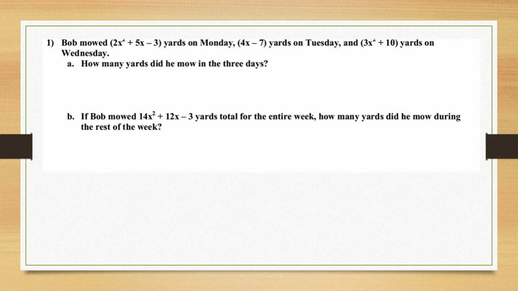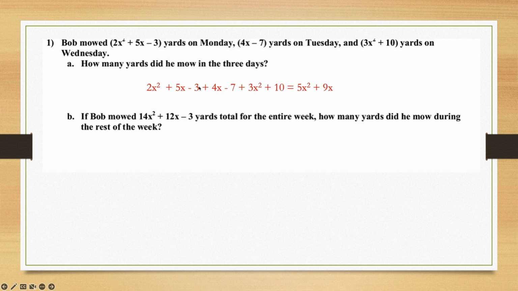Okay, so for the first 3 days, which are Monday, Tuesday, and Wednesday, each of these amounts is given. So we're going to add them up, and that means we're going to get 2x squared plus 5x minus 3, plus the 4x minus 7 for Tuesday, and Wednesday is 3x squared plus 10. So let's get all my x squareds together. 2x squared and 3x squared make 5x squared.